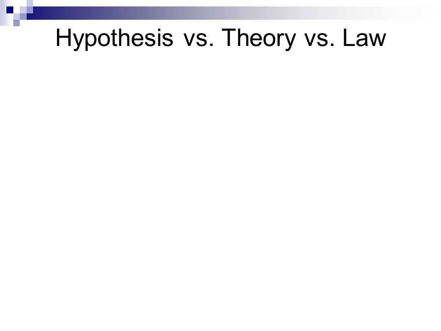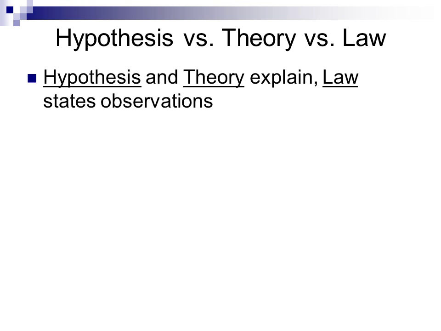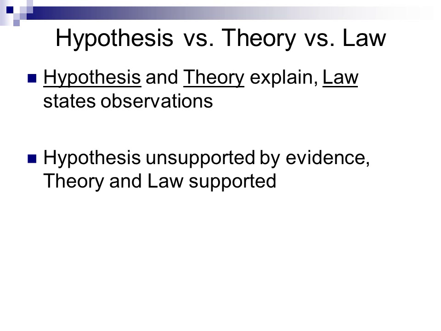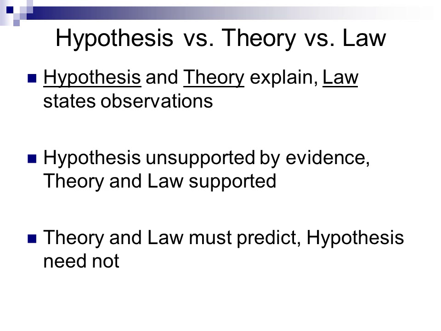Now, what are the differences between a hypothesis and a theory and a law? A hypothesis and a theory both will explain, but a law will actually just state observations. A hypothesis is unsupported by evidence, while a theory and a law are both supported by evidence. A theory and a law both must make predictions about other systems, while a hypothesis does not have to. A hypothesis need only concern itself with the particular system that is being studied.